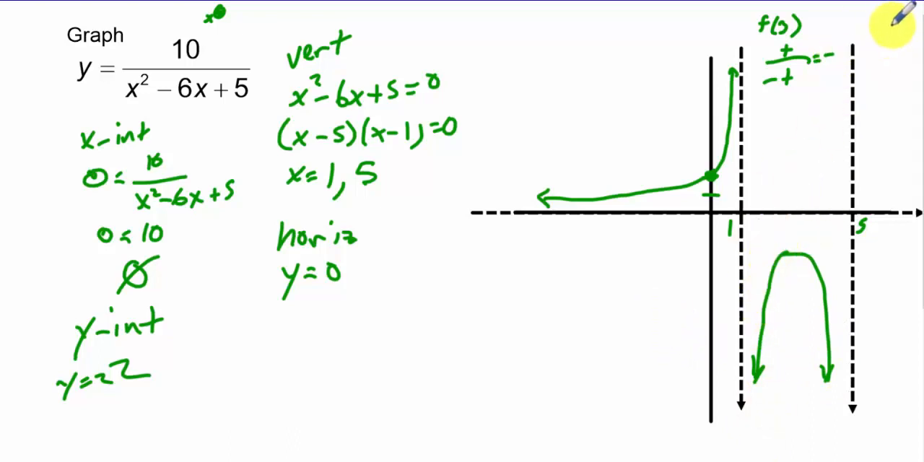And then over here, I'm going to pick another number, just an easy one, like 10. And again, the numerator gets me a positive. The denominator gets me a positive and a positive. So that equals a positive. So therefore, this graph has to look something like this.